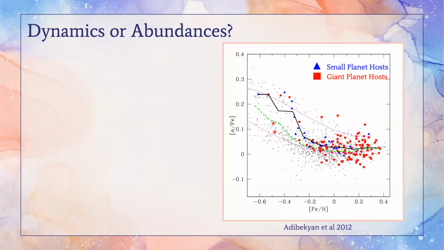So looking at Adibekyan et al. 2012, you'll notice something pretty interesting here that they're finding. So they were looking at planet occurrence rates where they were looking at thin and thick disk as well. So what you'll see here in the black dots are just stars in their sample, and then the blue and the red dots are small planets and giant planets.